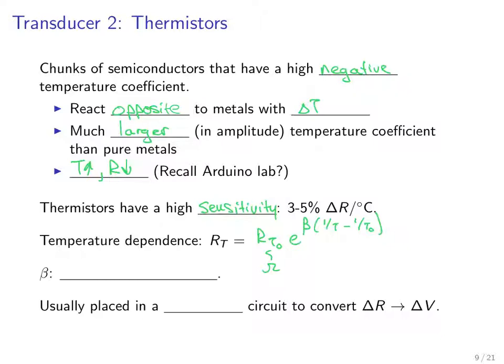Beta here is called a temperature coefficient, and it's usually on the order of 3,000 to 4,000 Kelvin. Usually a thermistor is placed in a bridge circuit to convert the change in resistance to a change in voltage. Thermistors have a few nice strengths. One is that they're very cheap. They are linear over small ranges, pretty linear over small ranges.